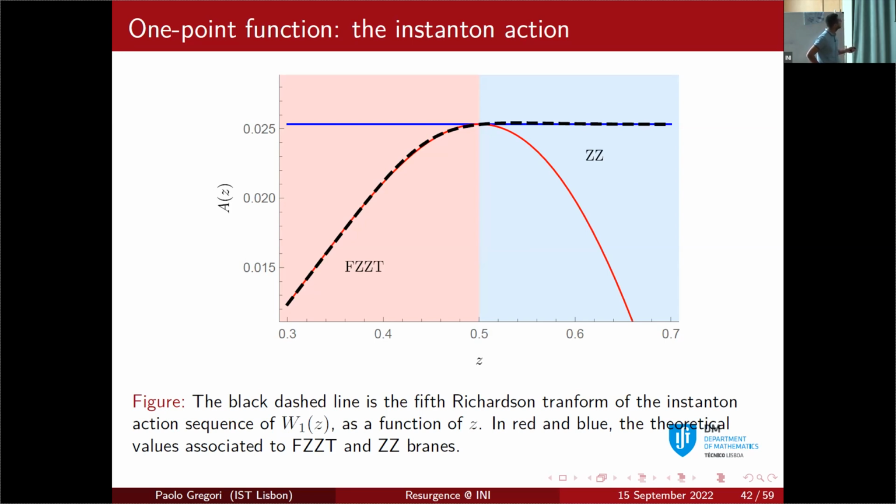So let me explain this plot. Here, the dashed line is the numerical result for the instanton action. As you can see, as we change Z, at first, the numerical result agrees with the instanton action of the FZZT brane, which is this red function here. As soon as the FZZT brane touches the value of the ZZ brane instanton action, the numerics starts agreeing with the ZZ brane, which is essentially the large genus correspondence of the Borel plane singularity plots that I showed you before. Of course, the ZZ brane instanton action does not depend on Z, and so it shows up only as a constant.